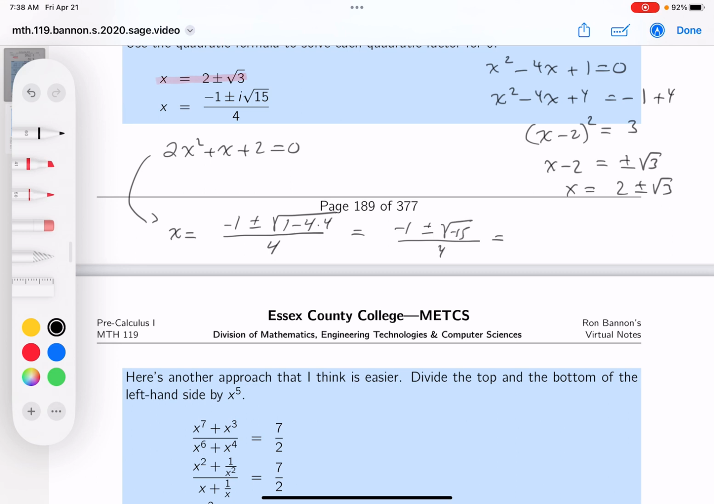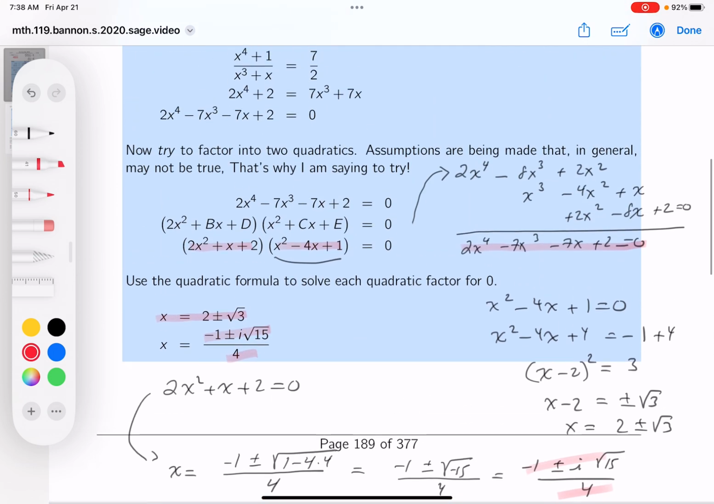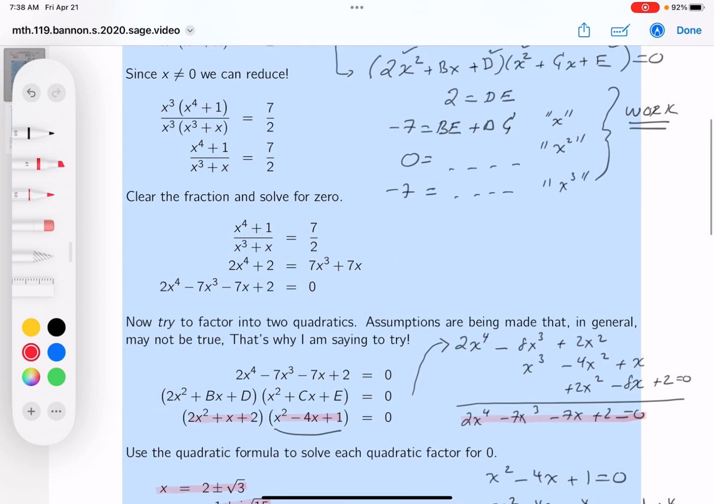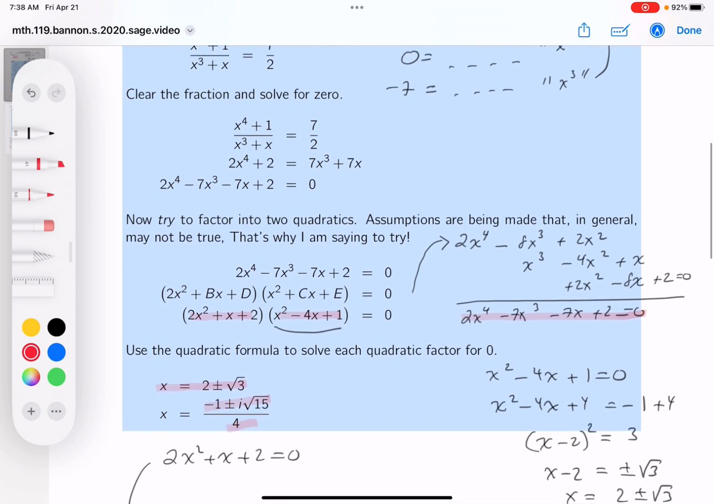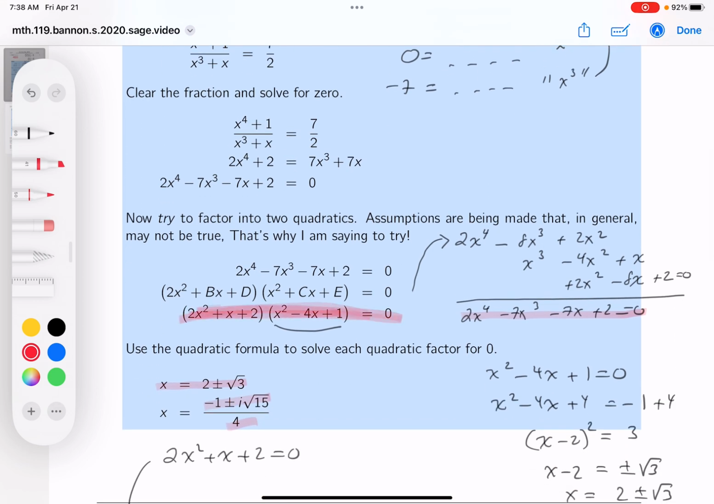Over 4. And we'll just give it minus 1 plus or minus i root 15 over 4. Let's show you where that answer is written, right over here. All right? So, I mean, we did okay. But again, the problem for me was this work over here, figuring out those coefficients. Did they work out nice? They did. But I really wasn't assured of that when I went into the problem, by the way.